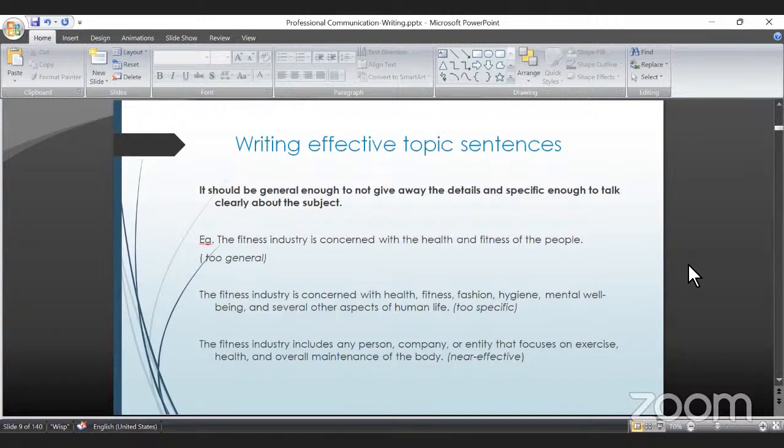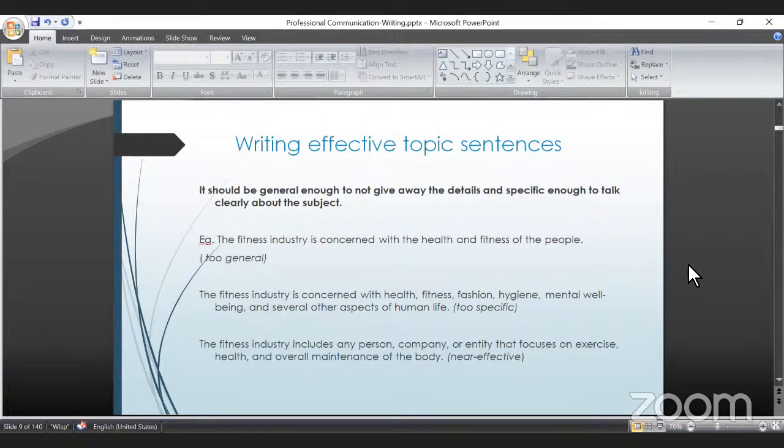Are they all different? They're all different, not just in terms of the words and other things, but do you see a general difference in all the three sentences that you see here? They don't have the same kind of impact, do they? I've indicated what it means in brackets for all of them. I just want to ask you if you agree with it. The fitness industry is concerned with the health and fitness of the people. Says too general. Do you think it is too general a statement to make?